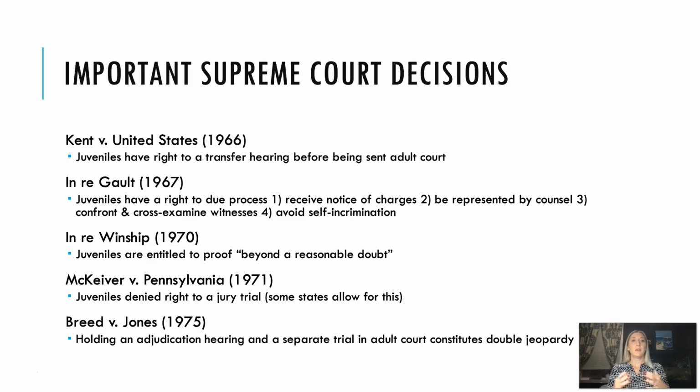So let's look at some important Supreme Court decisions that affected how juvenile court works. In 1966, in Kent v. United States, the Supreme Court said that juveniles have the right to a hearing if their case is going to be transferred to the adult court system for sentencing. We're not going to get too much into transfer hearings here because we're going to discuss that in Chapter 7.